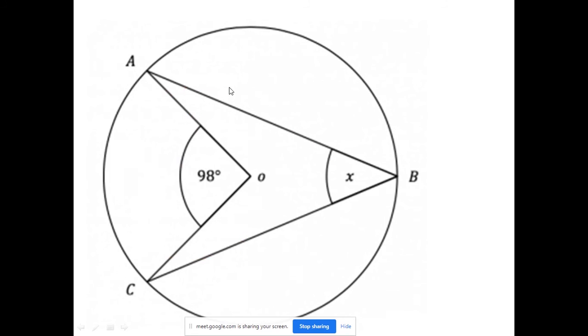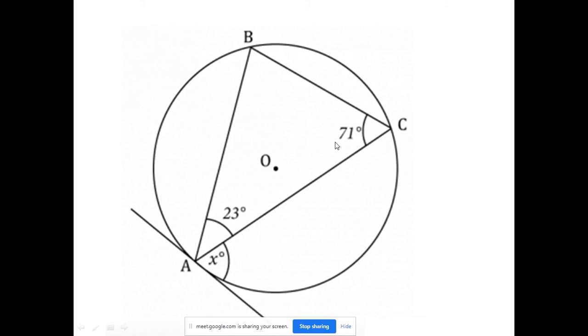Okay, what is the value of x over here? Correct. The angle at the circumference would be half of the central angle, right? So if this is 98, this would be half of it, that is 49. Very good. Next, find the angle X.